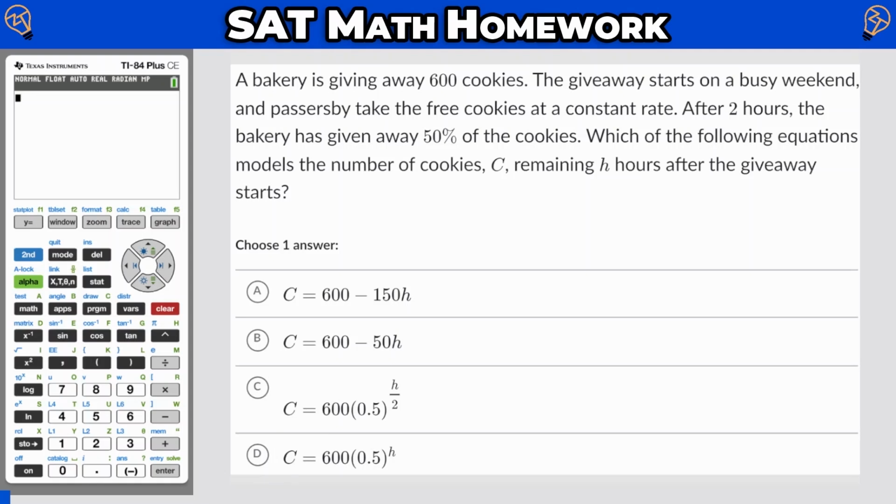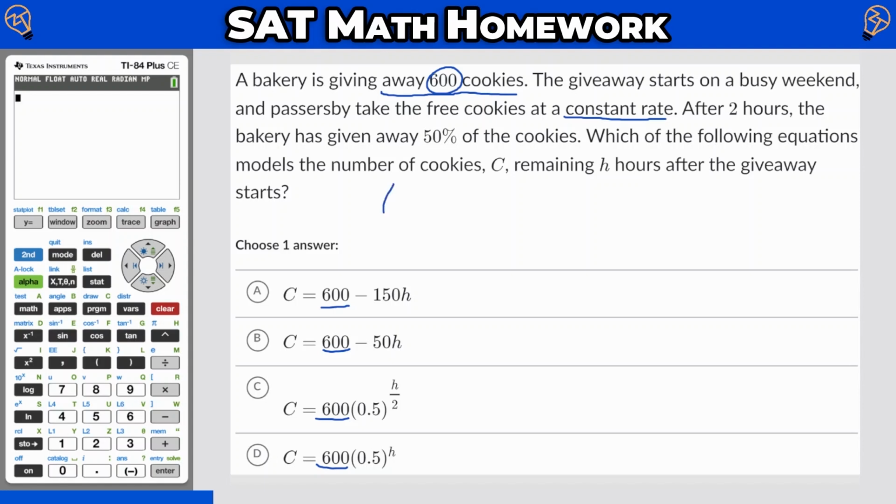So for a key word here, we want to notice that we're talking about a constant rate. So I guess really it's two words. But more specifically, we know that the bakery is giving away these cookies. So the 600 cookies is the starting amount, which really all the options have that as the y-intercept, which occurs when h or x normally is 0.